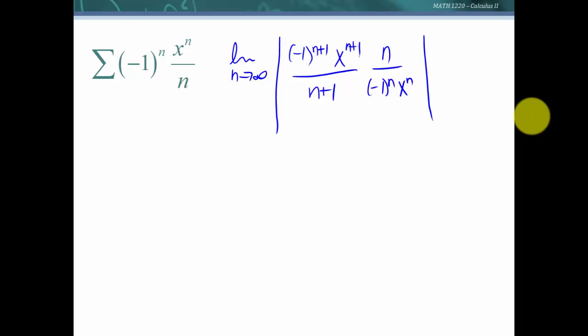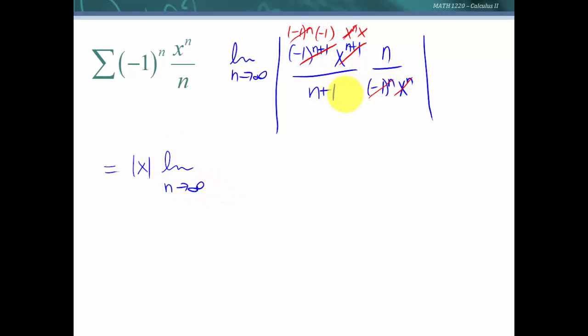So let's see what we can do to simplify this. This is (-1)^n times -1, and this is x^n times x. So we can reduce these -1s, we can reduce these x^n's. So we have an x here, absolute value, so we're not going to worry about the -1. We're going to bring the absolute value of x out in front of the limit. So then we have the limit as n goes to infinity of n over n plus 1. And we were interested in when that is less than 1.